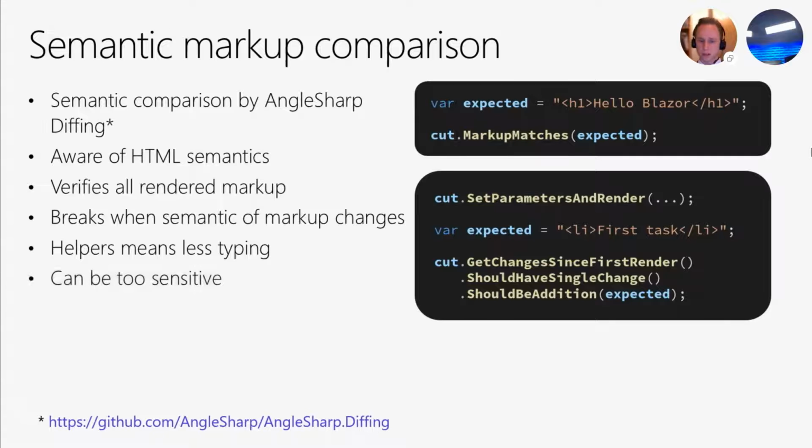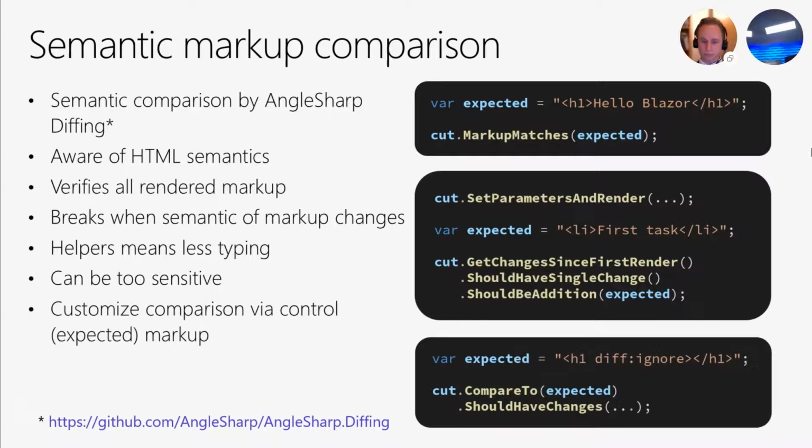So this verification style, the semantic comparison style, can also be too tentative if you're not careful, and cause tests to break when they shouldn't. Usually because we are verifying more broadly than the test actually intended to do. So there are a few ways to get around that. One way is to customize the diffing method through special diff modifiers in the expected markup. Expected markup can also sometimes be referred to as control markup.